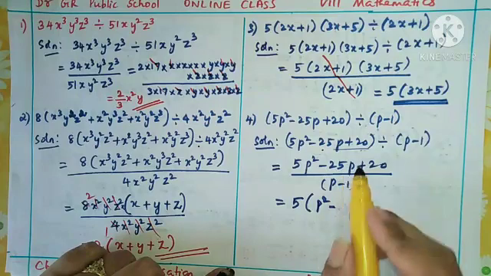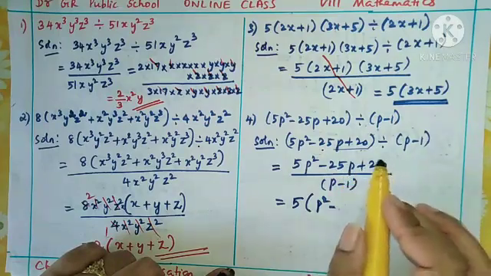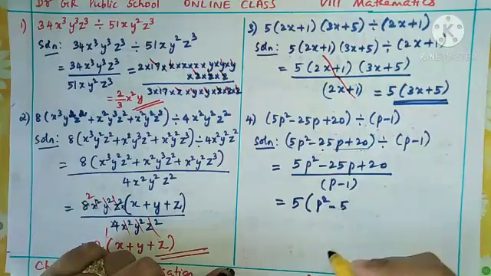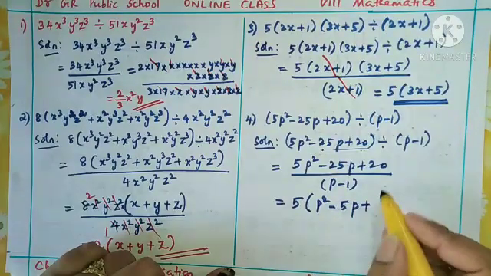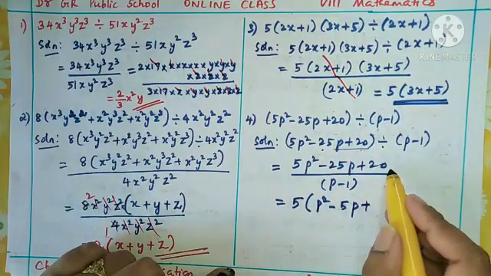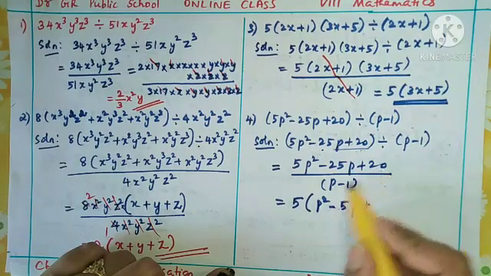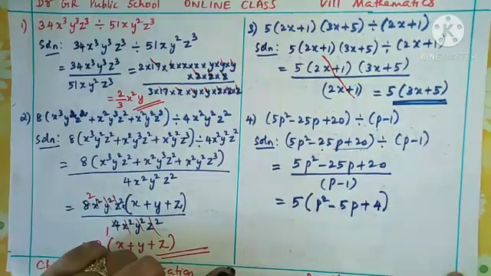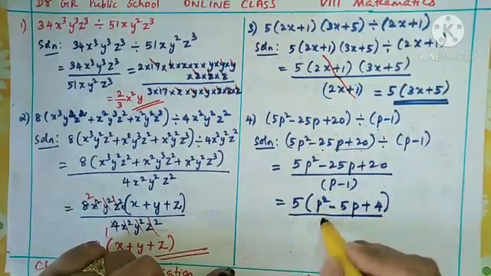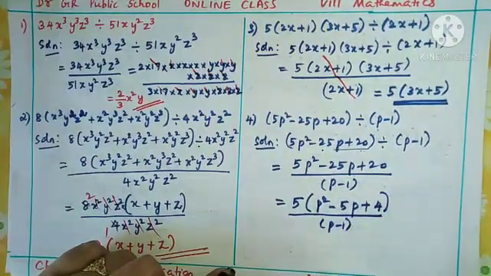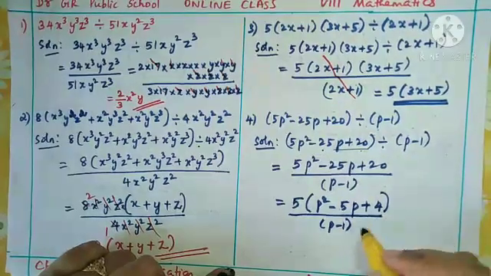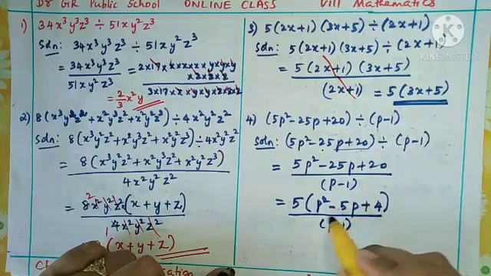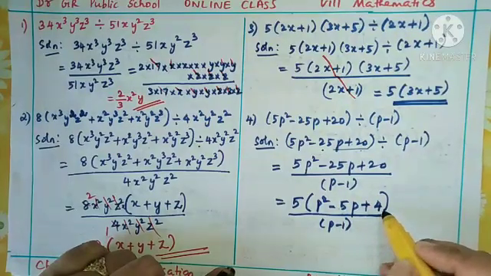25 means 5 into 5, 25. So 1 5 is taken outside. So remaining 1 5 is there and p. Then 20 means 4 into 5. So 5 is taken out. So remaining factor is 4 divided by p minus 1. Okay. So now you see here minus 2p square minus 5p plus 4.